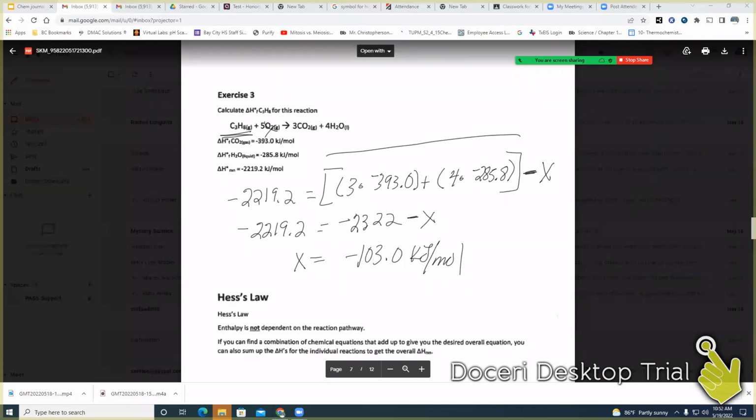Was it 0.1? Let's see. Oh yeah, I should have. I don't know why I did that. So you still got the negative 103. Okay, so I guess it didn't matter. But yeah, you're right, this should have had 0.2 somewhere.